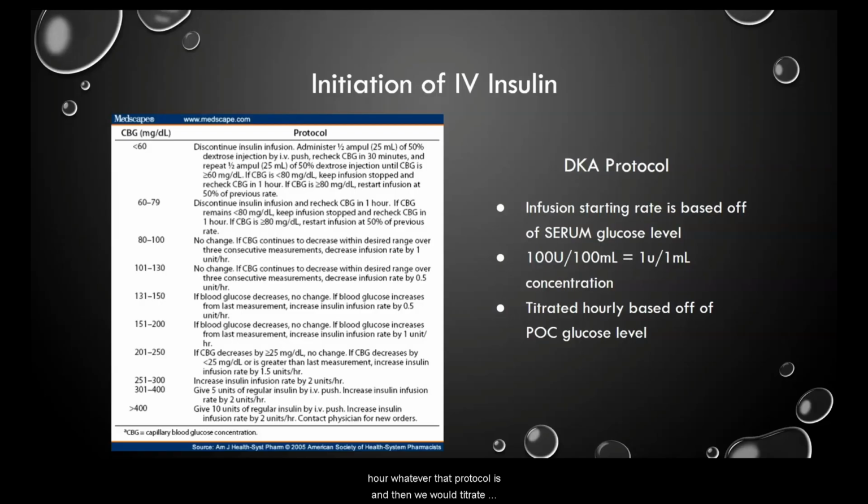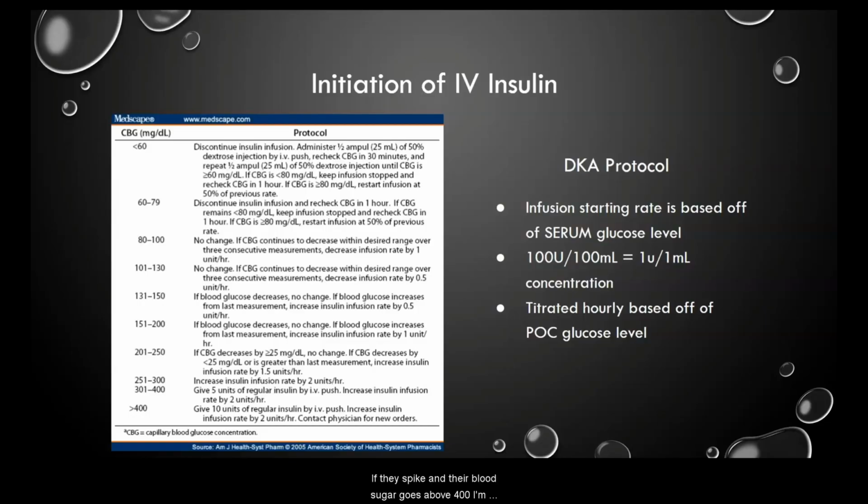And then we would titrate hourly based off of the point of care glucose level. So the infusion starts off of a serum glucose. We titrate it based off of a capillary glucose. So you can just look at this protocol and say my repeat point of care blood glucose is 275. Whatever my starting rate was, say I started at 8 units an hour, I would go up by 2 units, and they would then be at 10 units per hour.